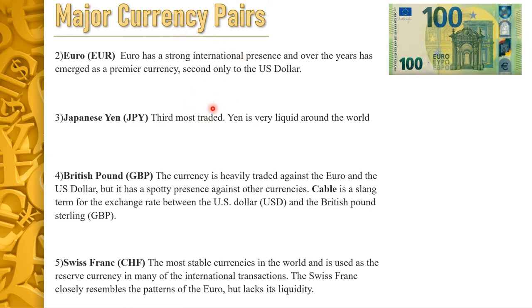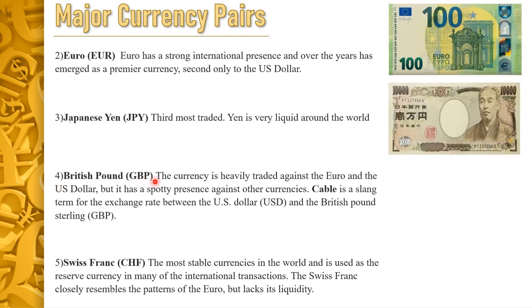After USD and Euro, and it is very liquid around the world. While the pound, GBP, is heavily traded against Euro and USD, which is the second and the first most traded currency in the world, in terms of presence against other currencies, it doesn't really have much hold. Now, cable is a slang term for the exchange rate between US dollar and GBP.